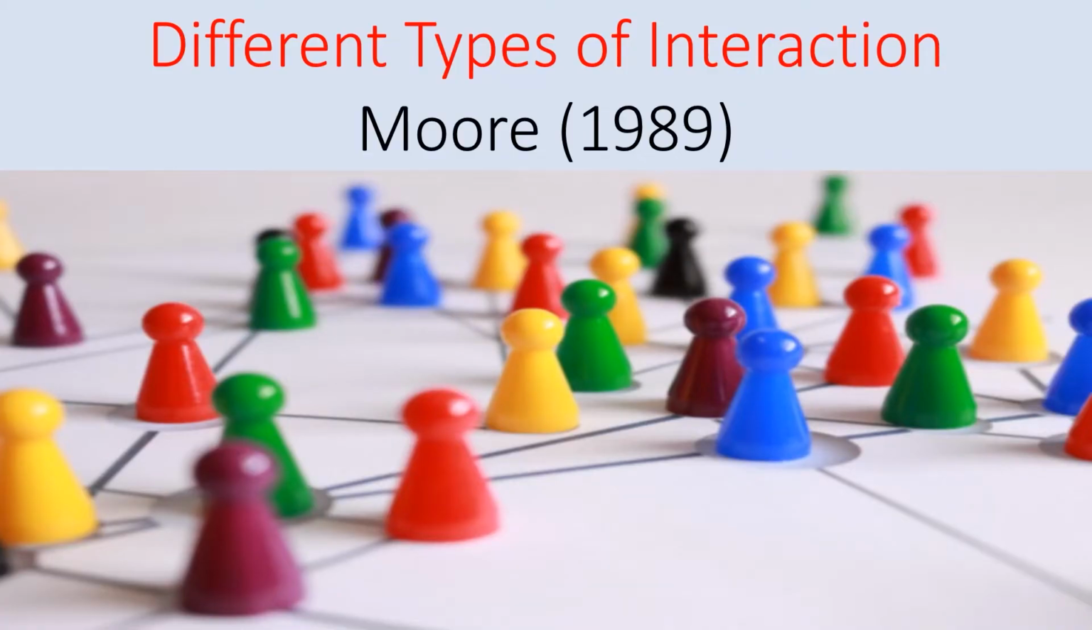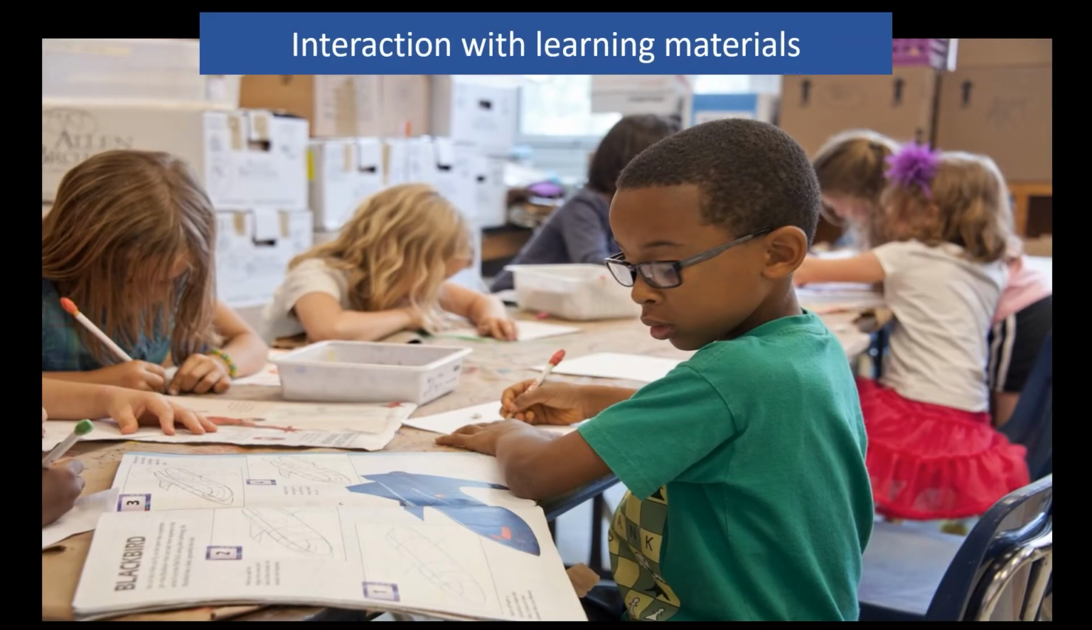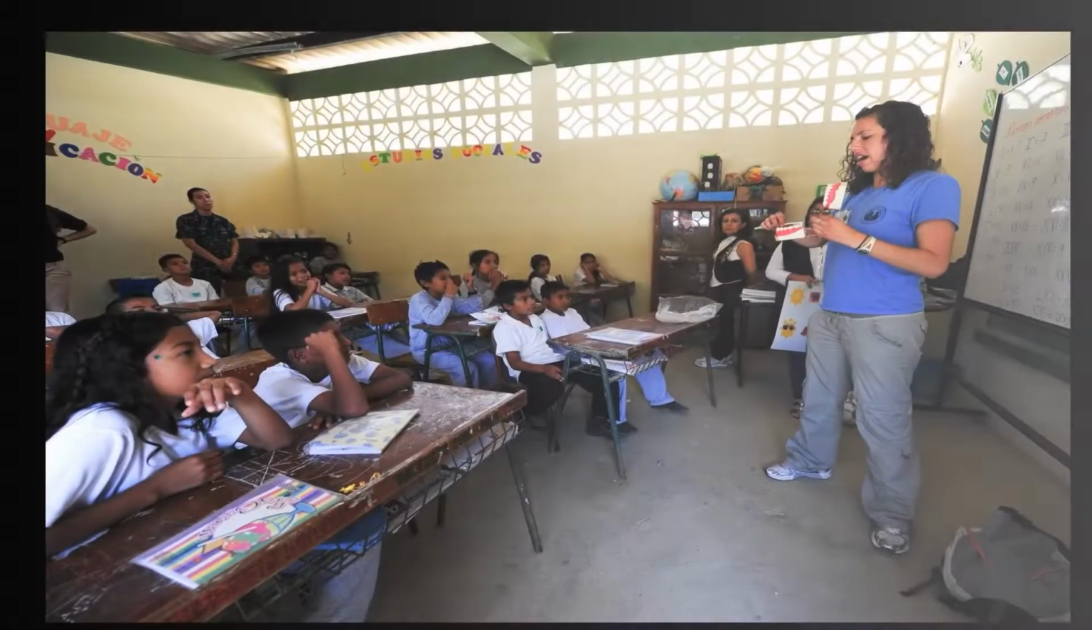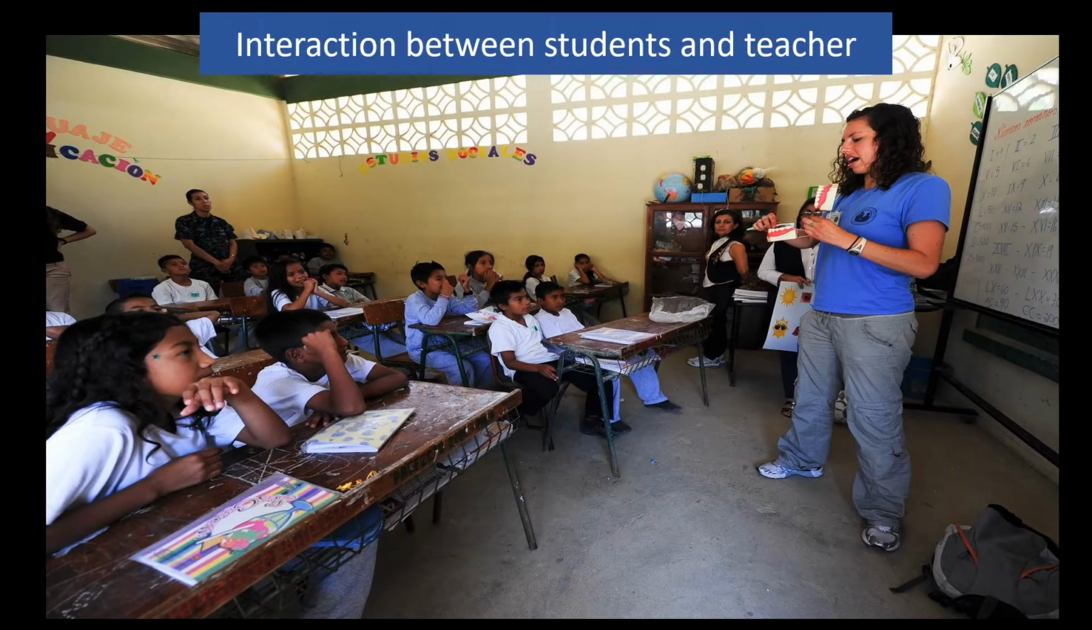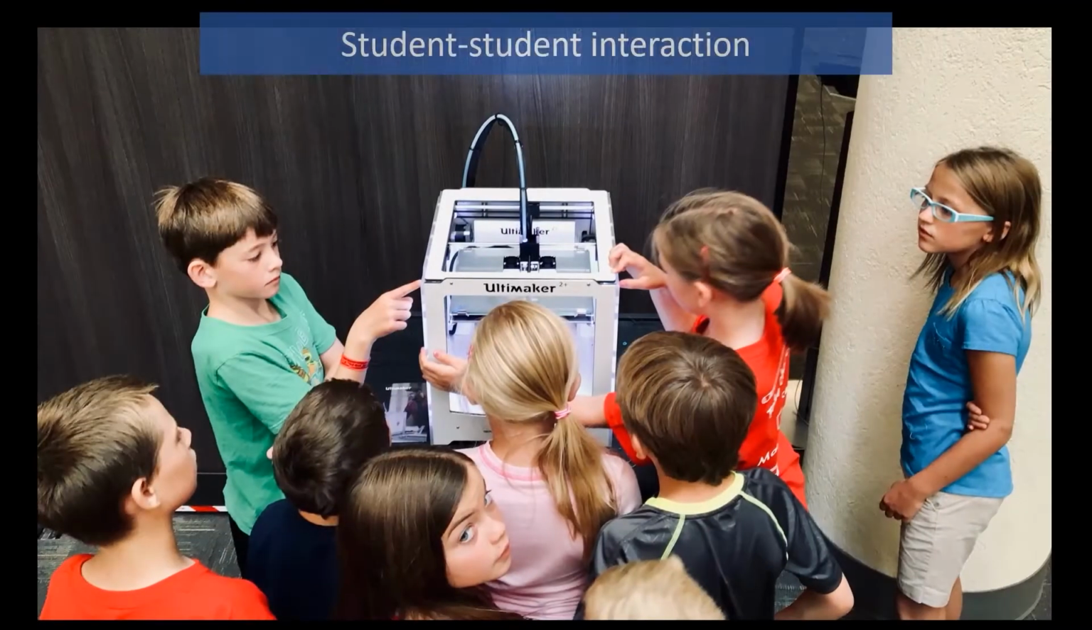So, to start with, I would like to invite your attention to the different types of interaction which happen in a classroom. Broadly three: number 1, interaction with the learning materials; number 2, interaction between students and teacher; third, student-student interaction. We have discussed some of these types of interaction in the previous videos. Interaction with the learning materials.